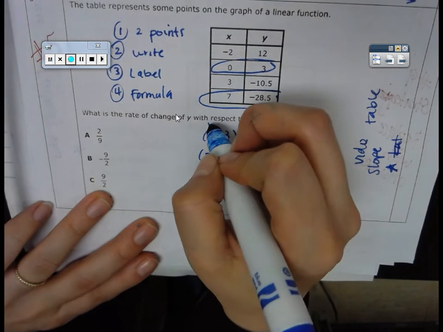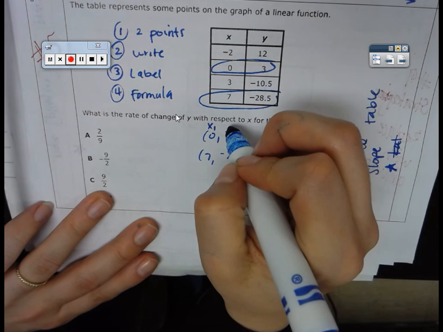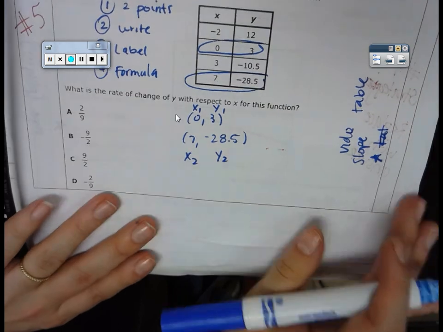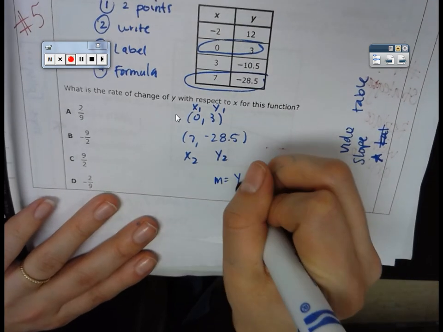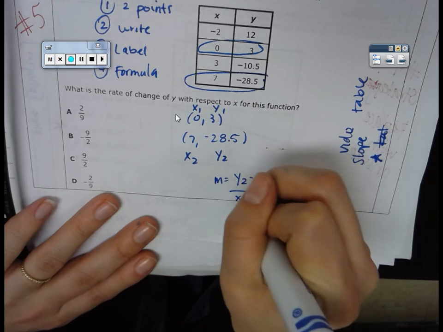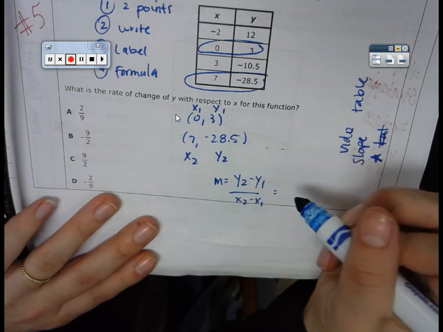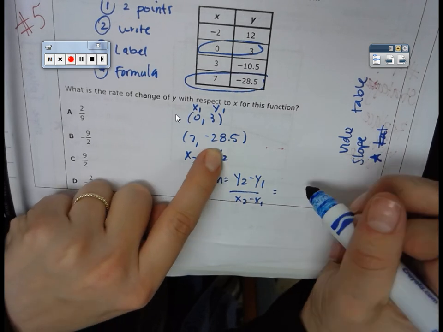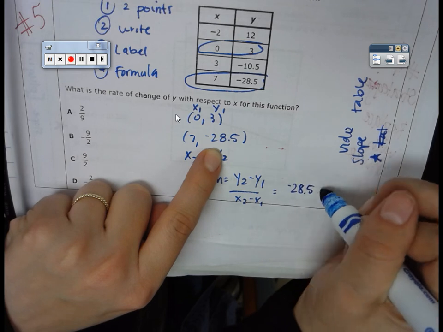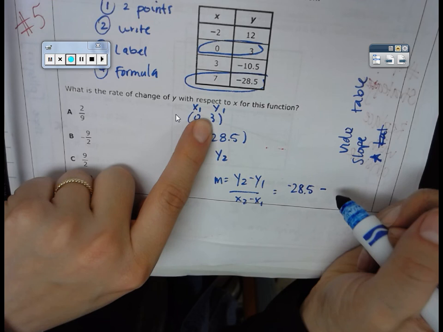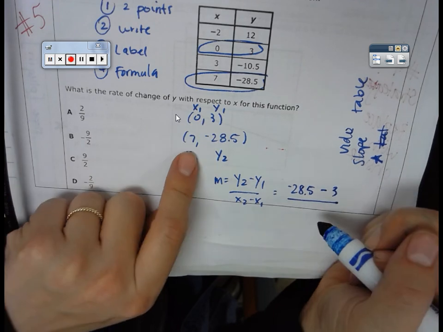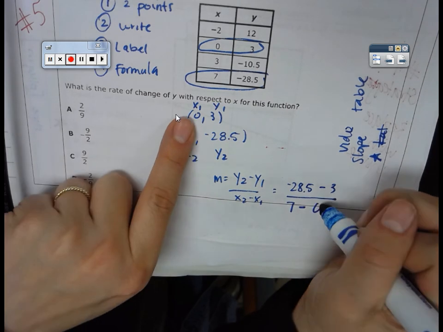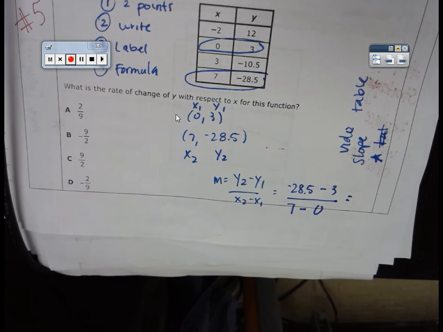Then I label x1, always x first, y1, x2, y2. Now, for my formula, y2 minus y1 over x2 minus x1. Okay, what goes first? y2. So my y2 is negative 28.5. Negative 28.5 minus my y1, which is 3, over x2. My x2 is 7, minus x1, which is 0.